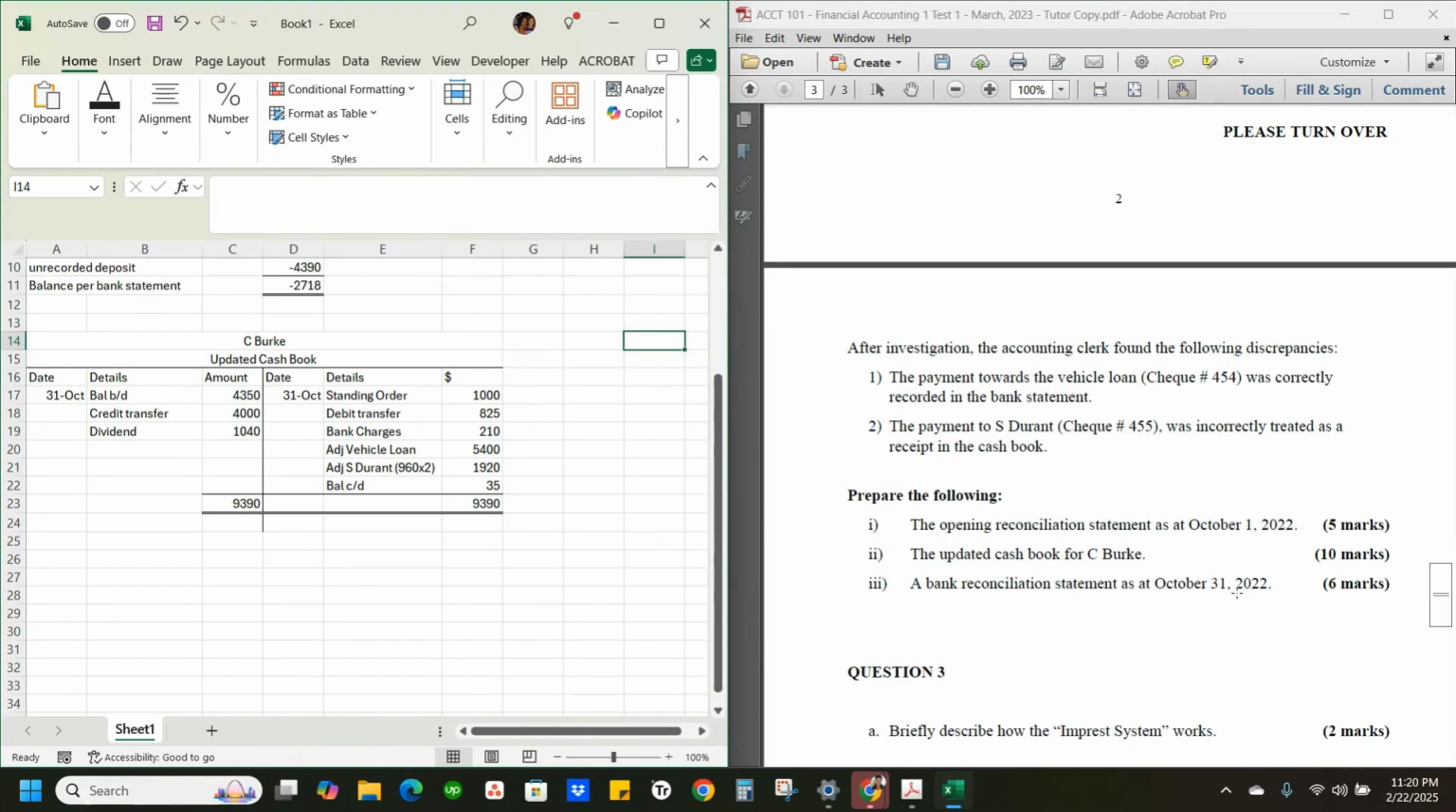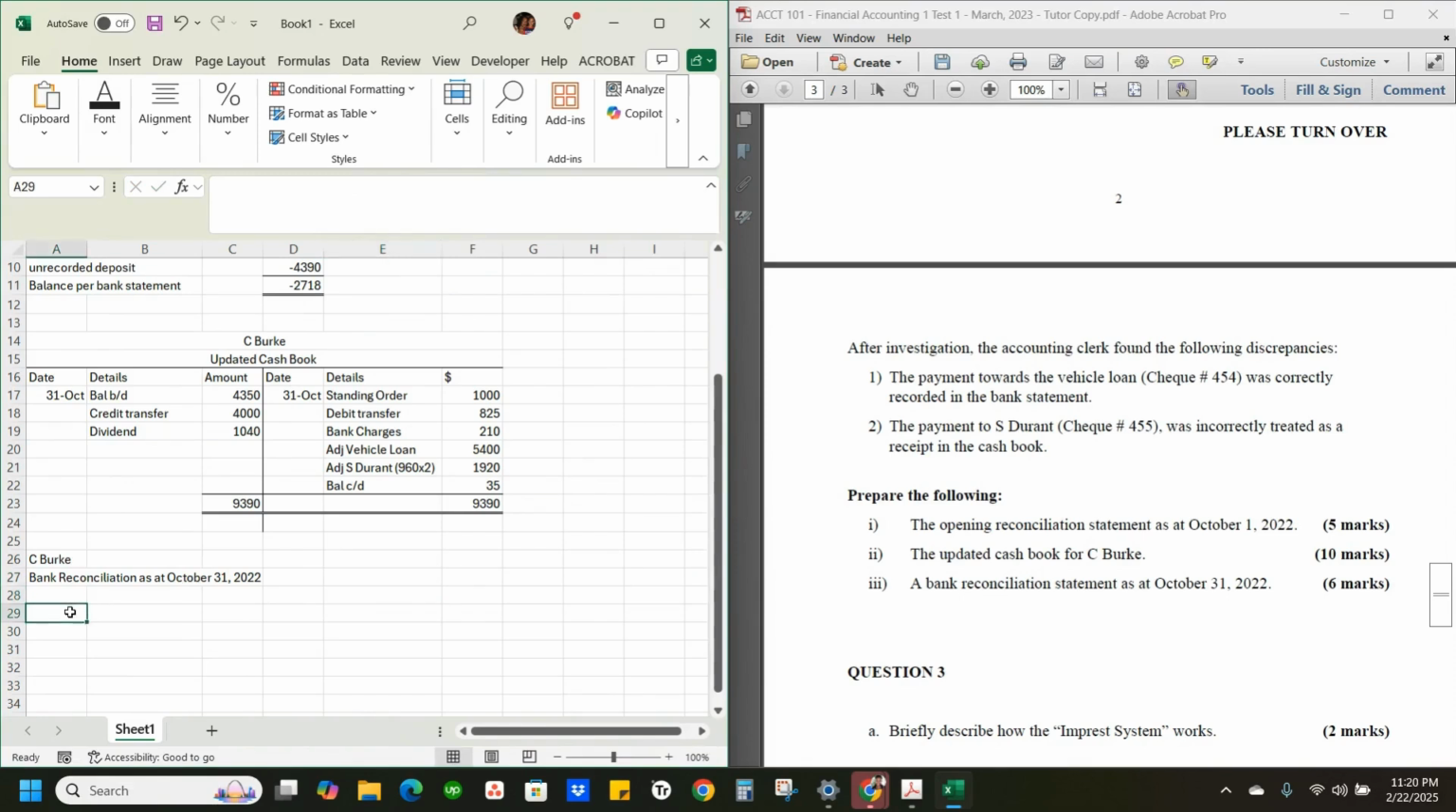All right, so let's do this. Don't forget, we have to head up our work. So this is Burke, and this is our bank reconciliation as at October 31st, 2022, and not the first, okay?